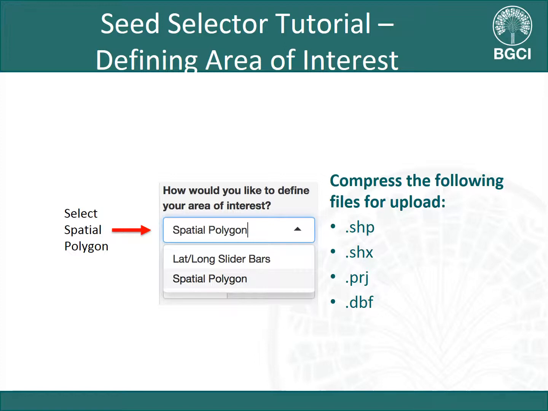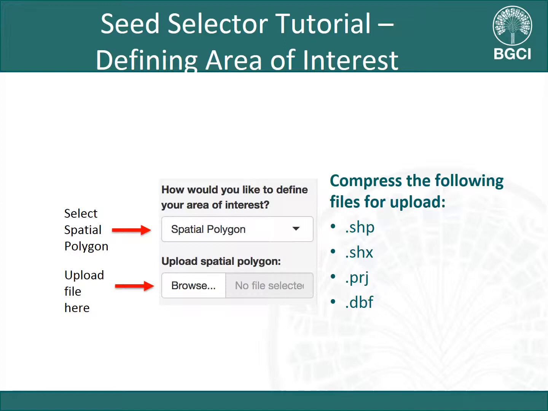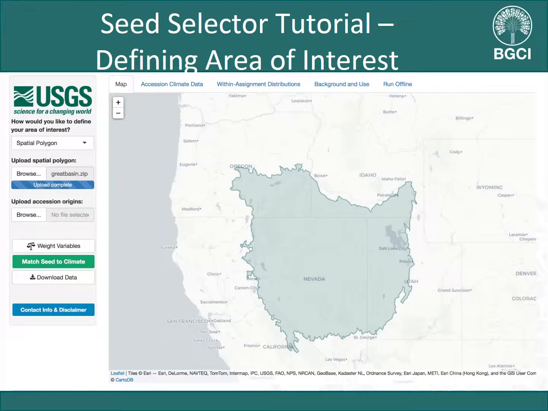You must provide a file compressed in the .zip format, which contains the 4 components of an Esri shapefile listed above. Search for .zip file compression if you are unfamiliar with the process. The app accepts spatial polygons of any coordinate reference system. After you've uploaded your file, a polygon will render on the interactive map. Here we have uploaded a polygon of the Great Basin ecoregion, which we will use for an example analysis.